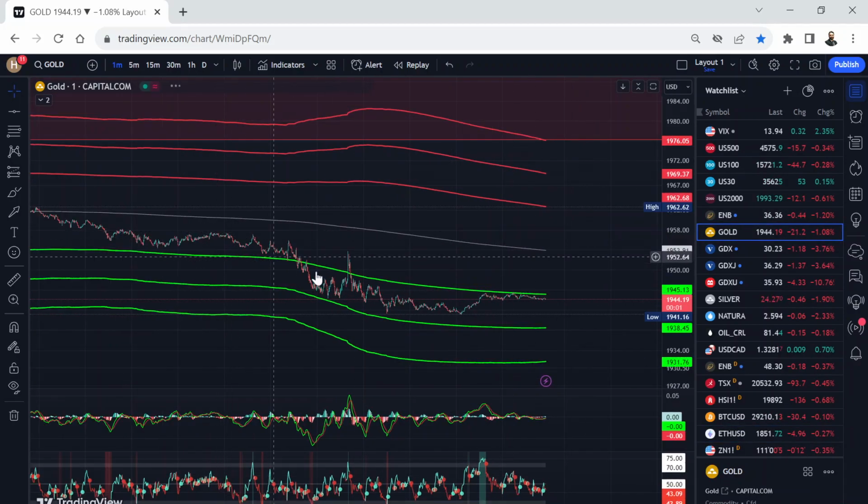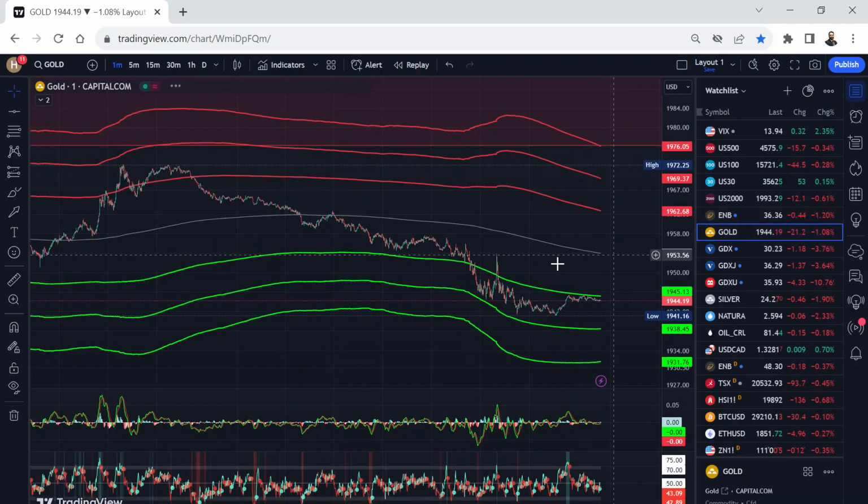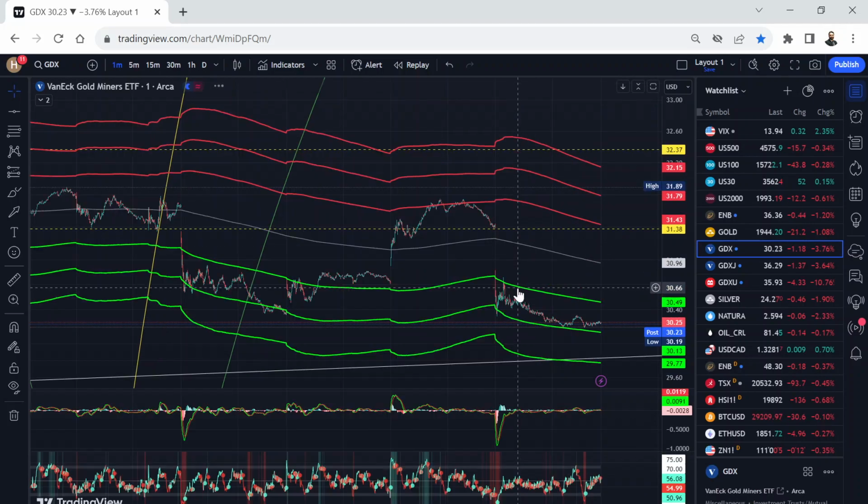You can see it came to the buy zone. Very nice trade. I just bought gold miners. So if you want to trade with me, you can buy gold miners, GDX. And you can see why I bought, because it came to the second standard deviation. Yesterday it was in up first standard deviation.